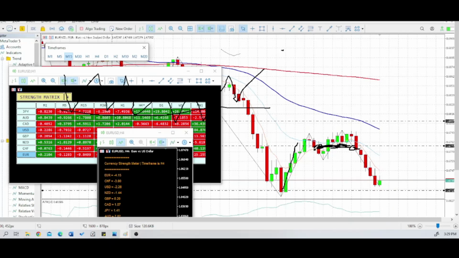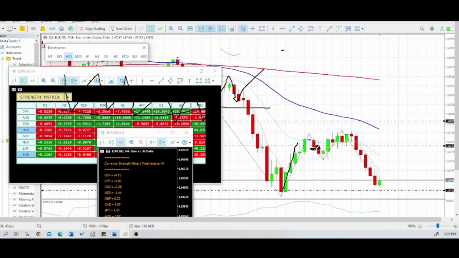So you wait for confirmation. Assuming you are waiting for confirmation, you would have entered here. After this candle formed, you would have entered here, okay? Because you're waiting for confirmation. This is what? An evening star pattern. Can you see? These patterns happen almost every time on the forex pairs.